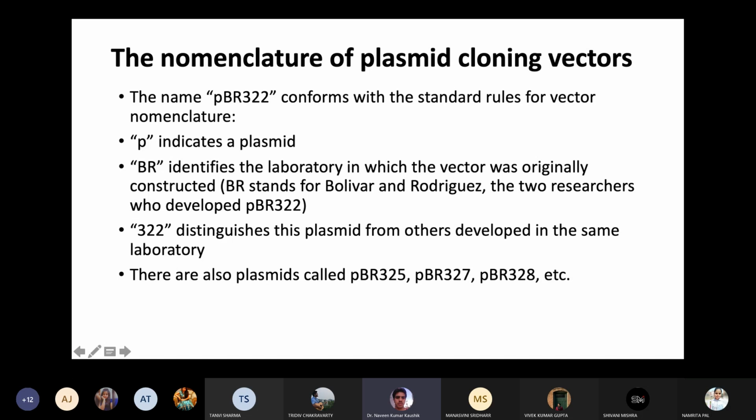After the success of 322, they also developed a few more plasmids and named them PBR325, PBR327, and PBR328. So these are different plasmids they developed, and whatever plasmid you are going to use is based on similar standard nomenclature. P should be there, then two alphabets which correspond to the laboratory in which they were developed, followed by a number or some other alphabet.